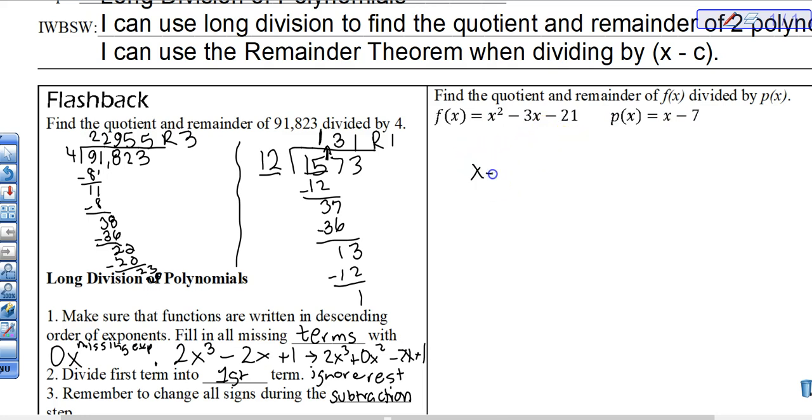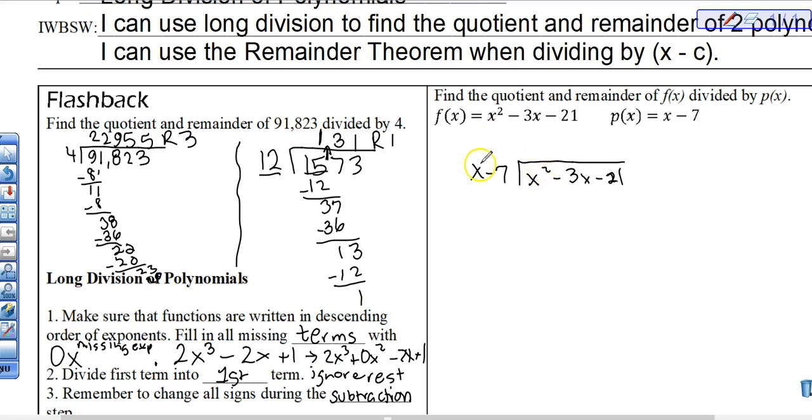So we're going to do x minus 7 goes into x squared minus 3x minus 21. So we didn't have to fill anything in. X squared, x to the first, constant, beautiful. Here's what we do. The next step says divide first term into first term. So I'm doing x squared divided by x.